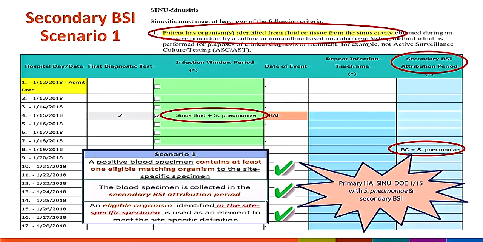And then as you can see on the right-hand side, we have outlined both the repeat infection time frame for you, as well as a secondary BSI attribution period. The secondary BSI attribution period, or SBAP, involves both the infection window period, which is in green here, and the repeat infection time frame, or RIT. During that SBAP, a blood culture is collected that has a matching organism to the site-specific infection that was used to meet the sinusitis definition. So in this case, the patient has a healthcare-associated sinusitis with a date of event on 1/15 with strep pneumo, and also a secondary BSI with the same organism.